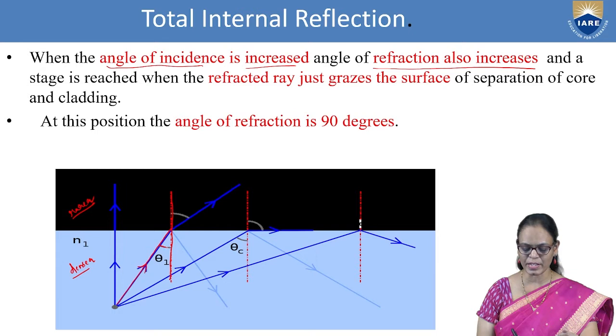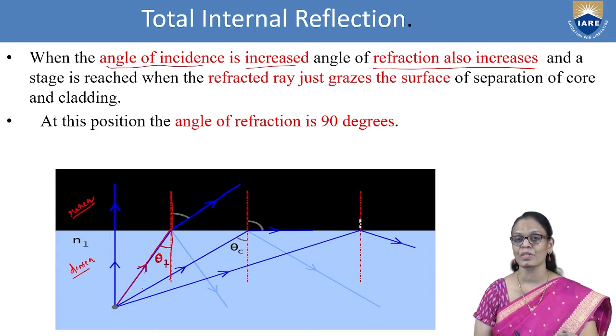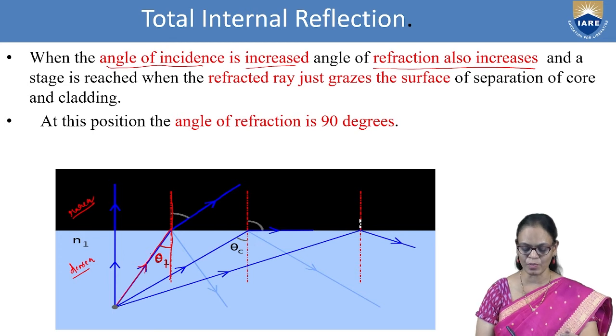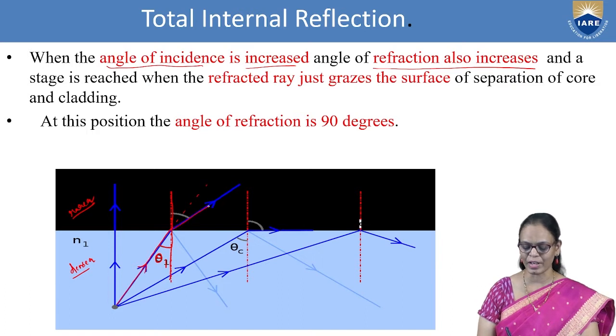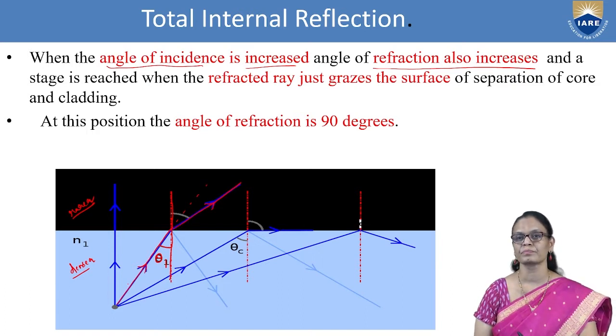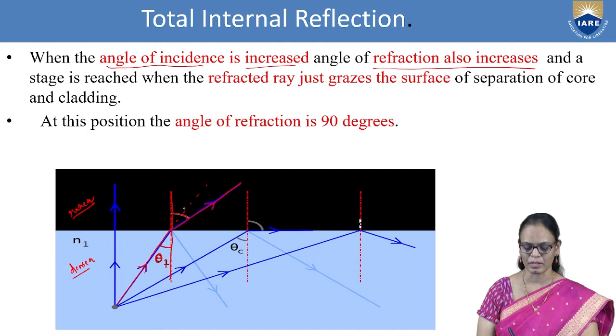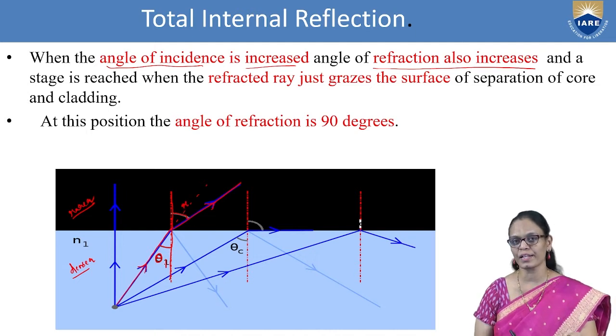And the angle which the incident ray makes with the normal, here we are showing by theta 1. So as we have understood now, when it comes from denser to rarer, instead of going straight like this, it bends away from the normal, and this is angle R. Suppose if theta 1 increases, the angle of refraction also increases.